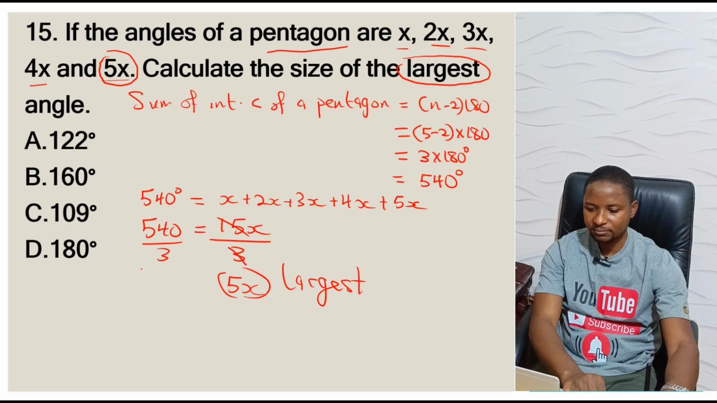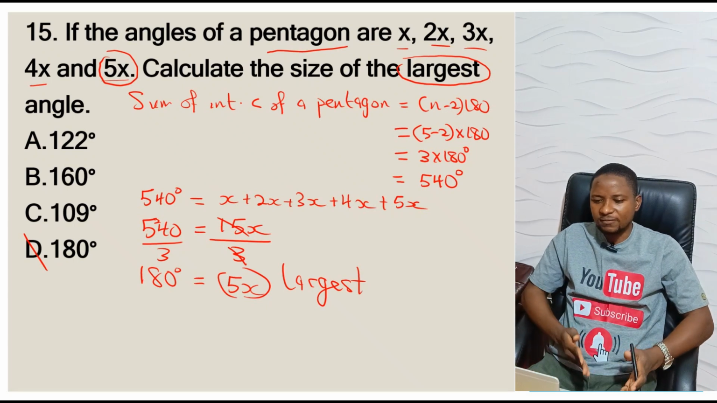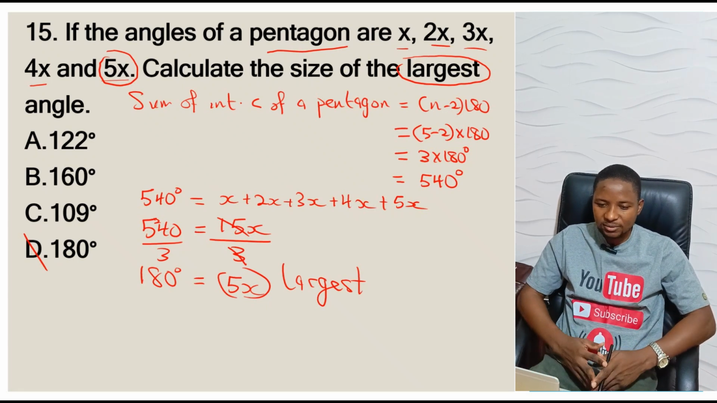The largest angle. So 3 in the 5, you have 1 remainder 2. In 24, you have 8 and 0 degrees. So the largest is actually 180 degrees. You can also find x. Then when you're done finding x, multiply by 5, you still get your 180.